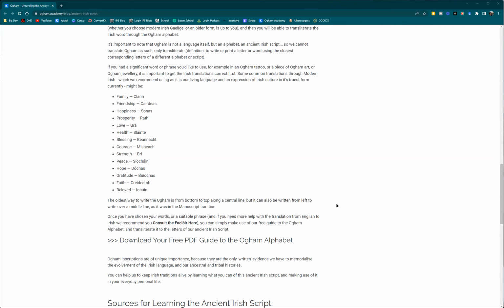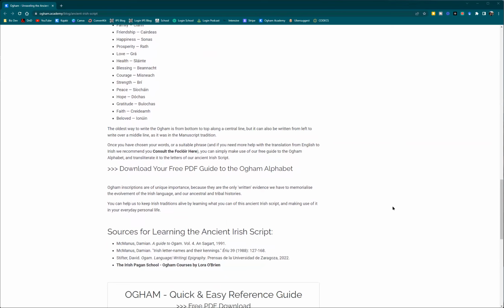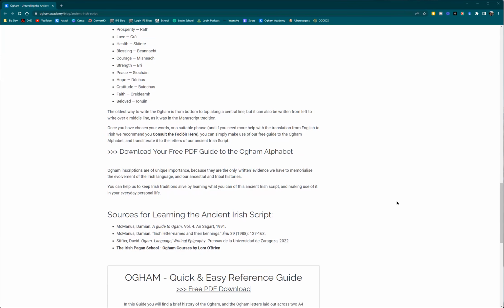The oldest way to write the Ogham is from bottom to top along a central line, but it can also be written from left to right over a middle line, as it was in the manuscript tradition. Once you have chosen your words or a suitable phrase, and if you need more help with the translation from English to Irish, we recommend you consult the Irish Language Dictionary, which we will link below. You can simply make use of our free guide to the Ogham alphabet and transliterate your Irish word into the letters of our ancient Irish script. So please do check below and you can download your free PDF guide to the Ogham alphabet.